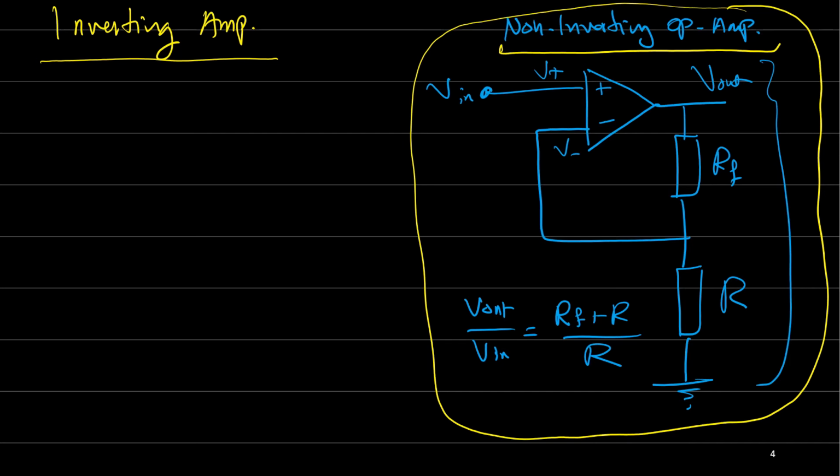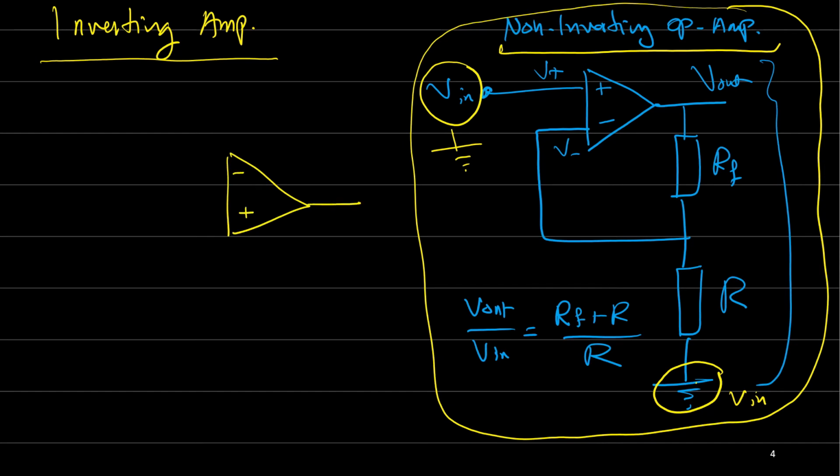If we replace this ground with this input, so we put the input here and put the ground here, what happens to the circuit? It will be a typical inverting amplifier circuit. So what is the inverting amplifier circuit? Like this.